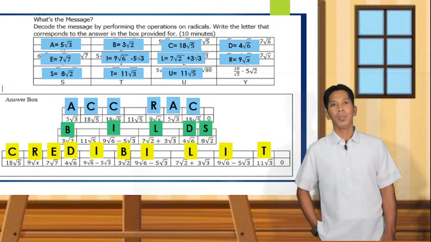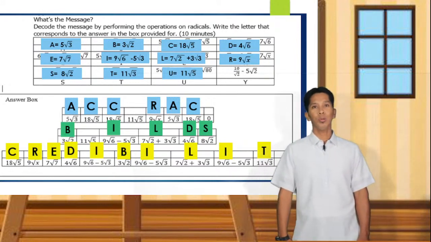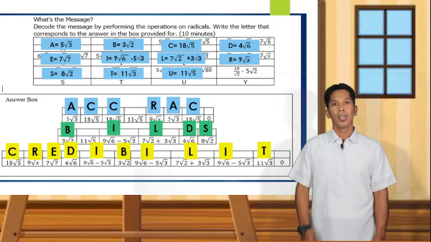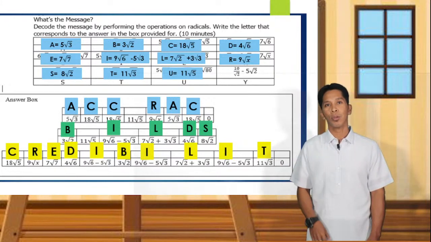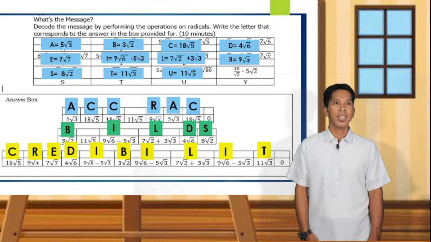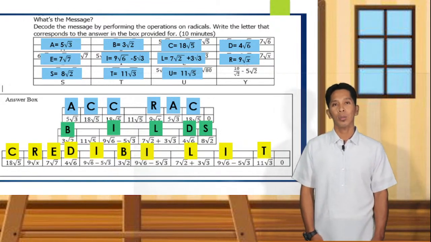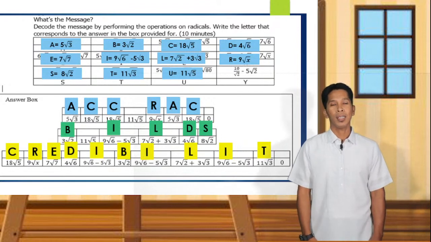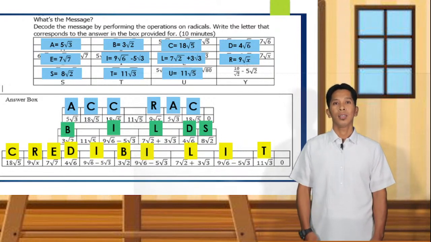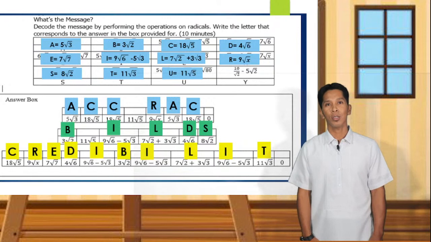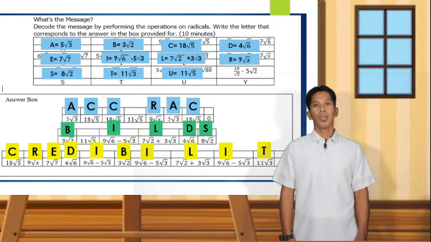So the last one will be 10 over square root of 2 minus 5 square root of 2. So we simplify first 10 over square root of 2. So we rationalize the denominator of 10 over square root of 2 by multiplying it by square root of 2 over square root of 2, and it will give us 5 square root of 2 in simplest form.